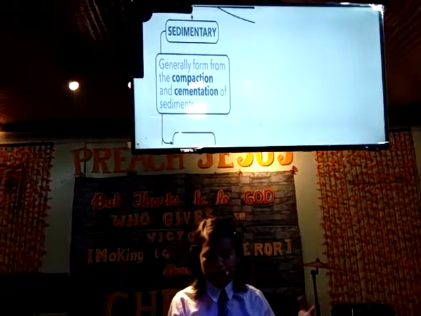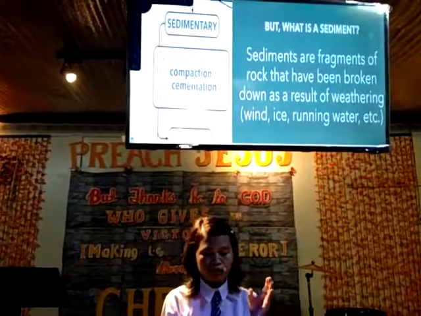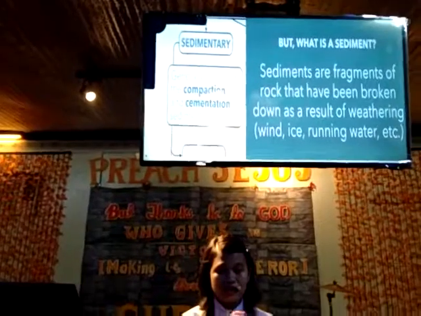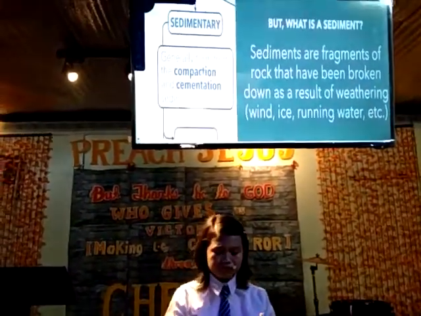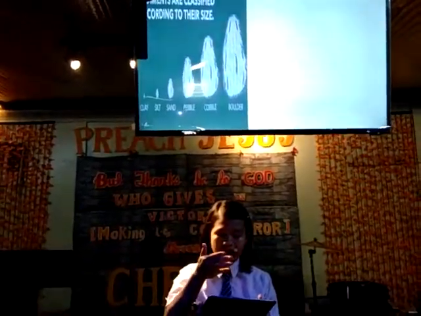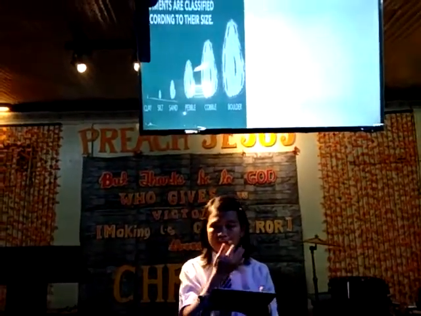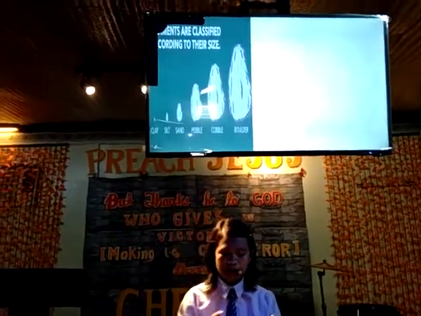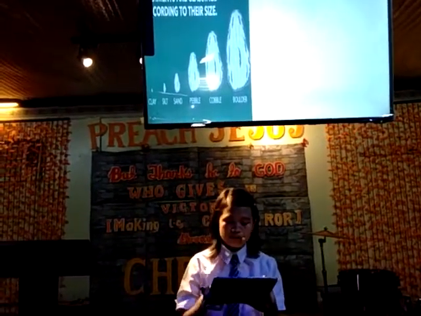We cannot explain what a sedimentary rock is if we don't know the word sediment, or the root word itself. Sediments are fragments of rock that have been broken down as a result of weathering, wind, ice, running water, and so on. So sediments are the fragments of rock that have been broken down as a result of weathering. For example, wind, weather, ice, or ashes broke down or reached the surface. That's what you call sedimentary rock.